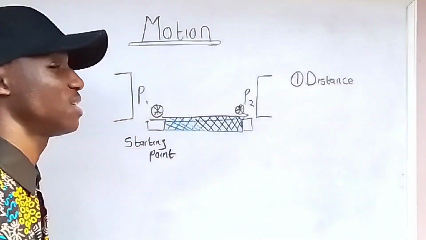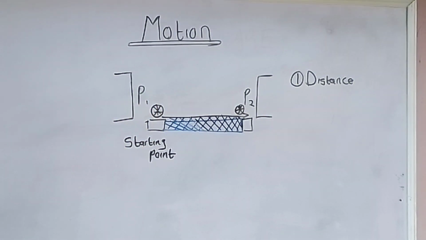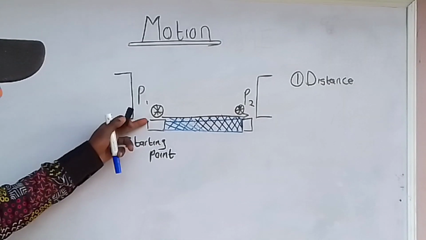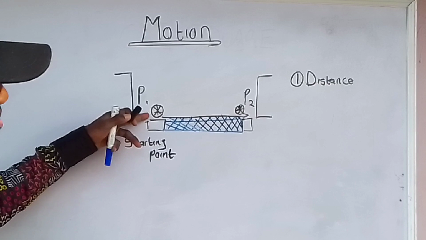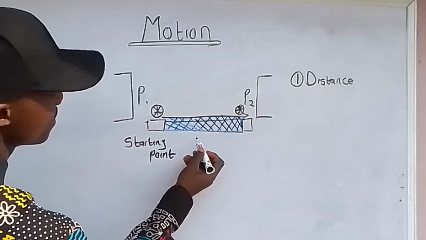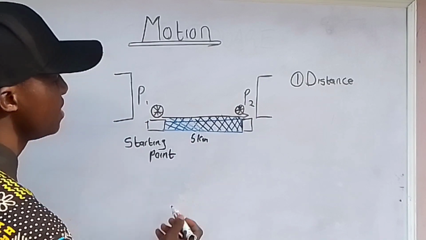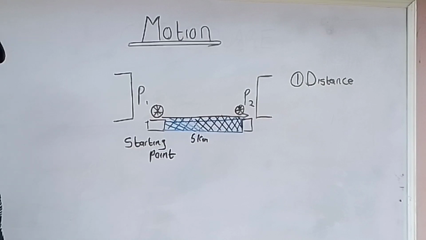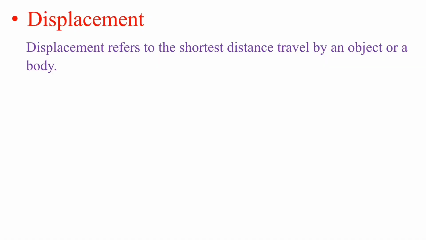Distance refers to the total length traveled by an object. Let's assume that from the starting point of the ball, the length is 5 kilometers, then the distance of the ball is 5 kilometers. Now let's talk about another term, which is displacement. Displacement refers to the shortest distance traveled by an object or a body.